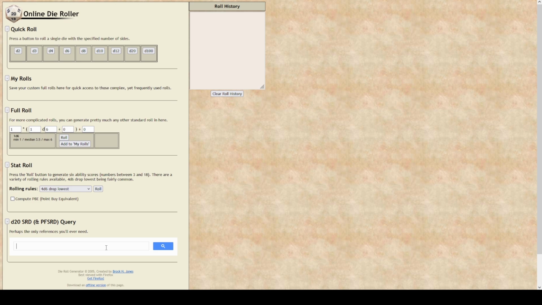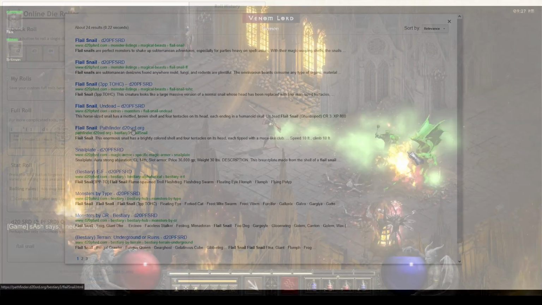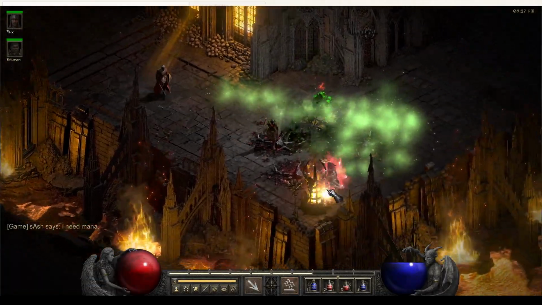The SRD is the standard reference document. This is everything that Wizards doesn't own. This is part of the OGL, the Open Game License. This means that they had to publicize things, and they had to go to the public domain immediately. The Flail Snail, we'll pull that up. It pulls it up. Sorry for the flashbang. But yeah. And this also gives you PSRD. This is Pathfinder Standard Reference Document. This allows you to look at Pathfinder. Pathfinder is very, very, very open. I will explain Pathfinder someday. That is not today.